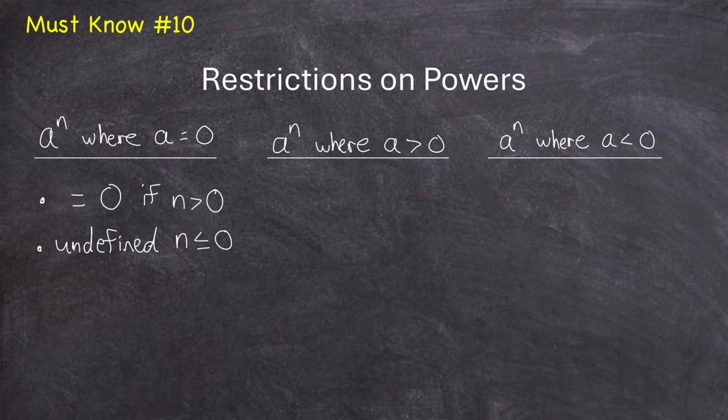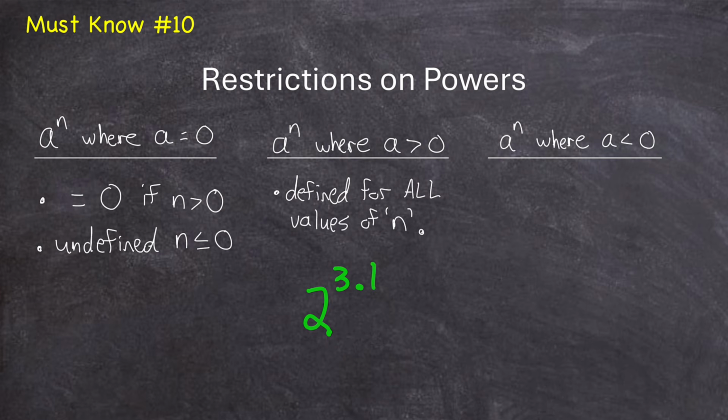All right, how about a to the power of n when the base of the power a is greater than 0? That's easy. If the base of the power is greater than 0, then the power is defined for all values of n. So basically, if you make the base of your power any positive number, let's say 2, you can make its exponent any real number and you'll be able to get a value. You can make it 3.1. You can make it 2 to the power of negative pi. It wouldn't matter. As long as you make the exponent any real number, the power will have a value.